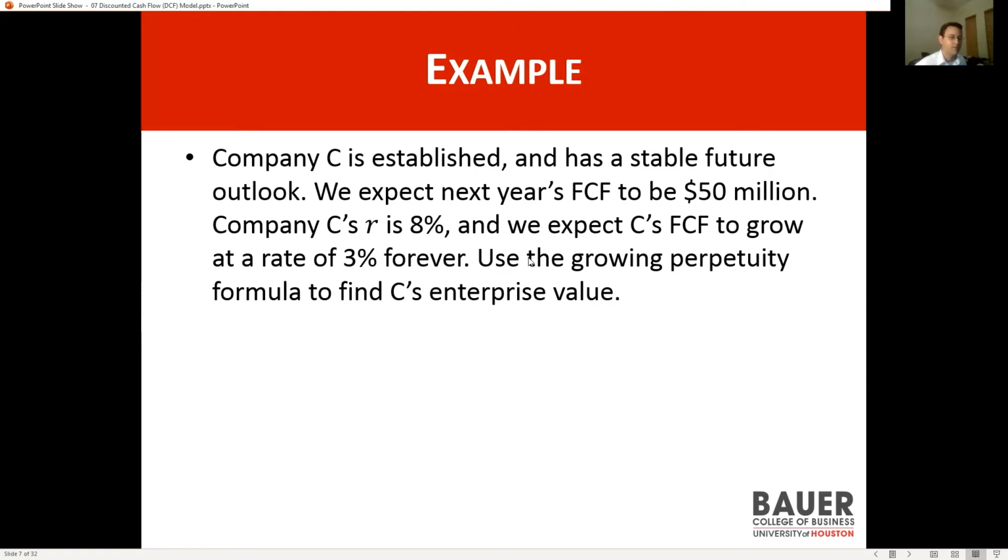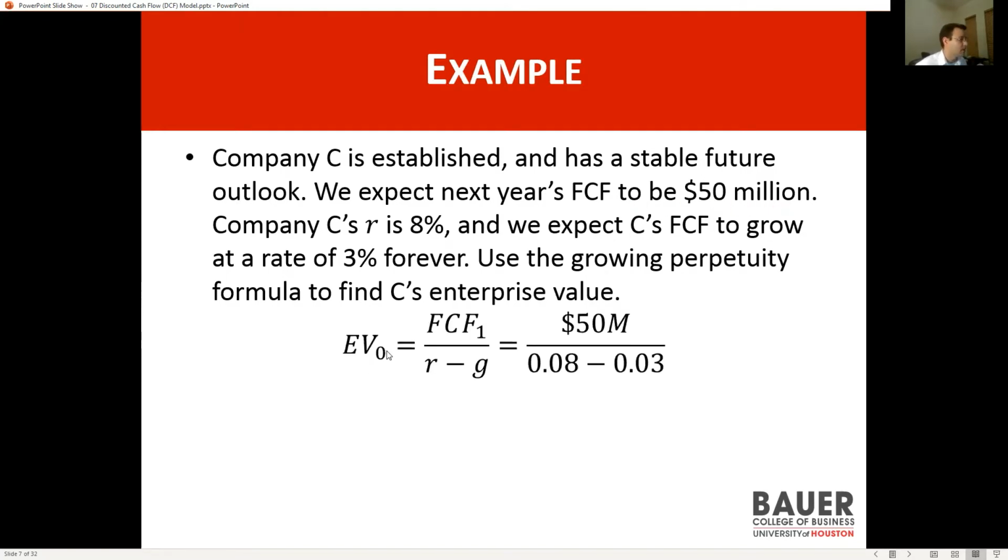The growing perpetuity formula is the cash flow that you're getting in 1 year divided by R minus G. What's the cash flow that we're getting in 1 year? Well, it says right here, that's going to be 50 million, and we have R and we have G. So we just run this through the formula, and we call the result the enterprise value. The enterprise value today is the free cash flow that you're getting in 1 year divided by R minus G. So that's 50 divided by 8% minus 3%. That's $1 billion.